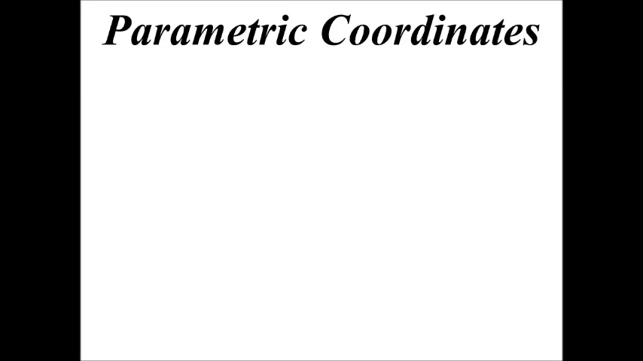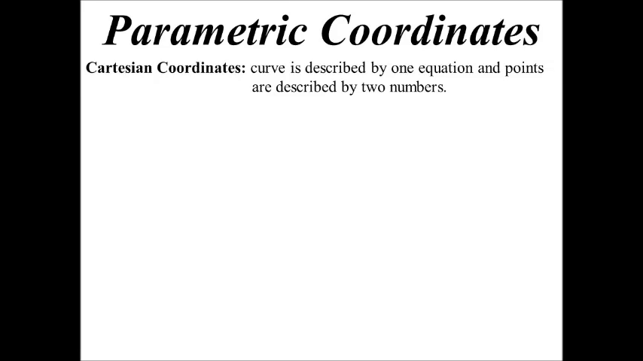So we're going to look at this idea of parametric coordinates. We're used to seeing Cartesian coordinates. That's where we describe the curve with one equation, but the points are described by two numbers. Okay? An x value, a y value.